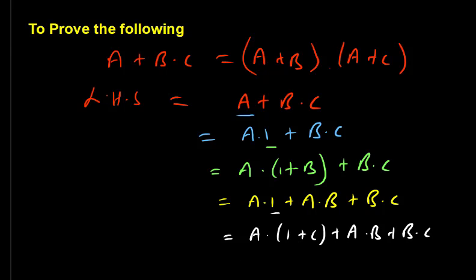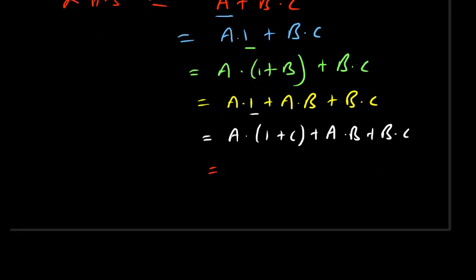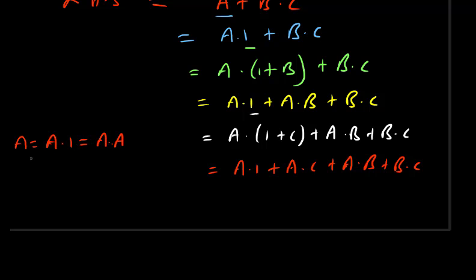So we again expand this expression. After expanding, we get A and 1, or this is what we get. Now this A and 1, let me write it here. A is equal to A and 1, which is also equal to A and A. So these three are equal.